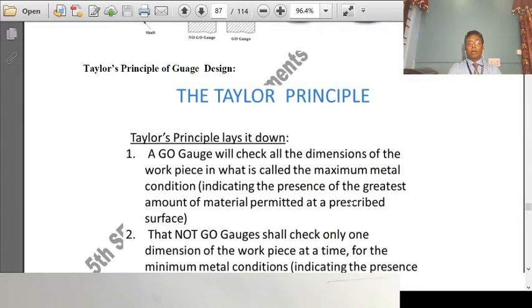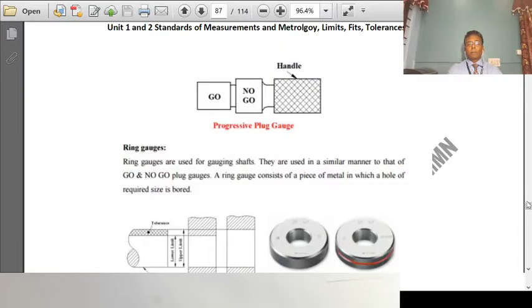Taylor's principle. A very fundamental principle in the design of gauges is Taylor's principle. Taylor's principle has two components. A go gauge will check all the dimensions of the workpiece in what is called the maximum metal condition. That means indicating the presence of the greatest amount of material permitted at a prescribed surface. This is a go gauge. Maximum metal condition is always checked in the case of a go gauge.